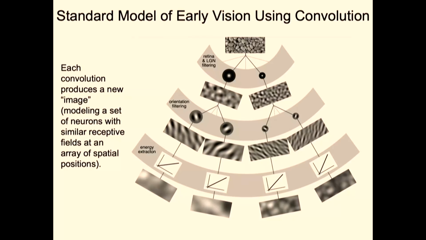Okay, big ideas so far. We've got these stages of linear filtering in the retina and in primary visual cortex with simple cells, and then one nonlinear operation that happens in complex cells that we can capture with the notion of energy. Any questions about that before I move on?